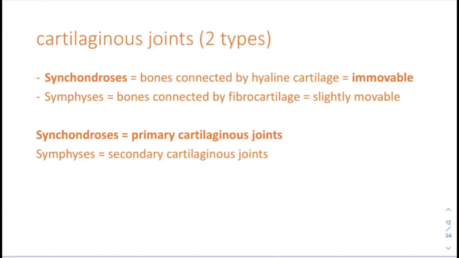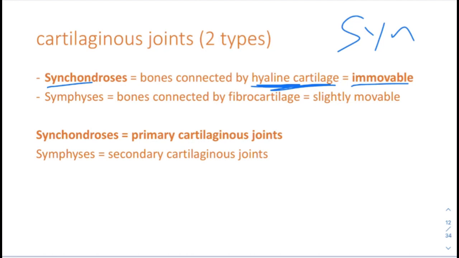Okay, we're done with fibrous joints, which included the sutures, the syndesmoses, and the gomphoses. Now we'll talk about the cartilaginous joints, and they are two types. We have first synchondroses. Synchondroses are basically bones connected by hyaline cartilage, and they are immovable. So they are also synarthroses. Syn means together, and chondro means cartilage. So bones connected by hyaline cartilage, we call this synchondroses. And then we have symphyses.